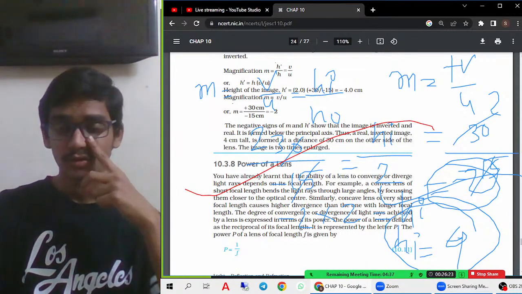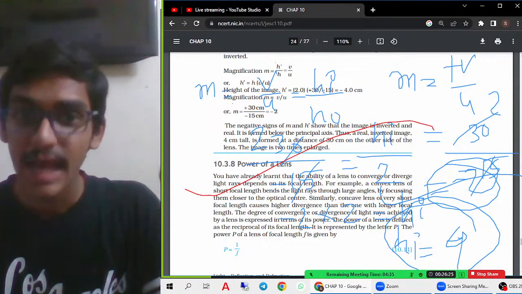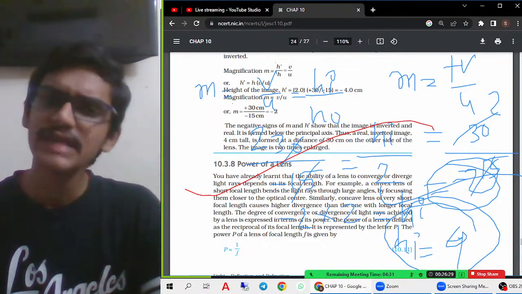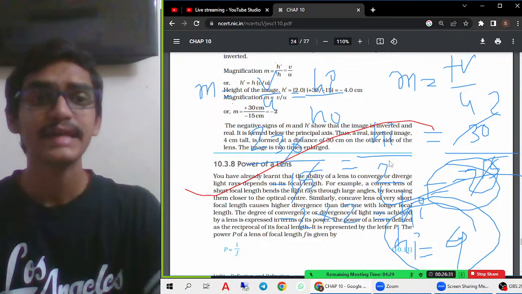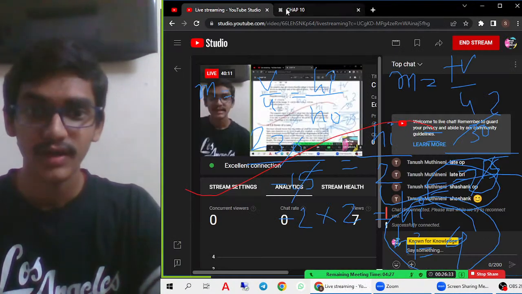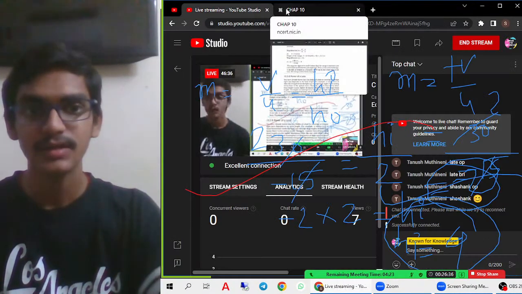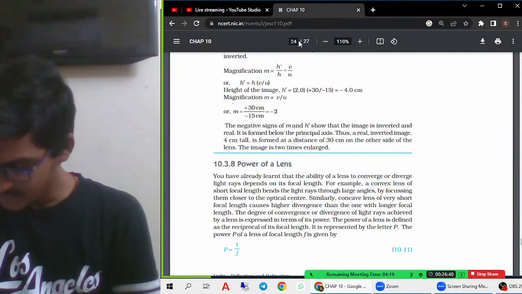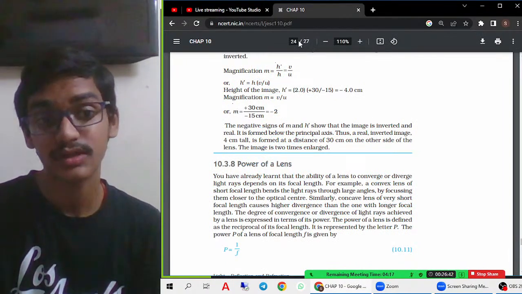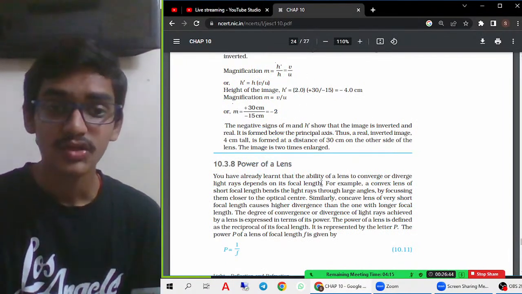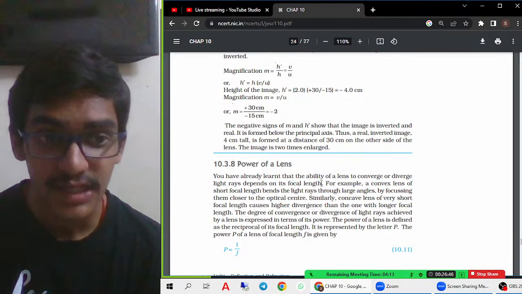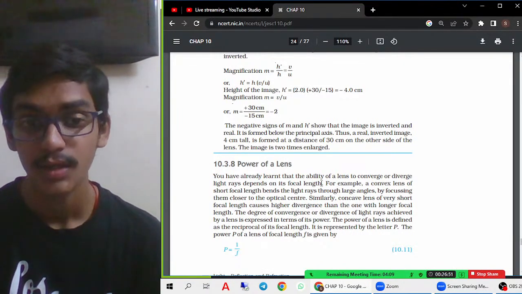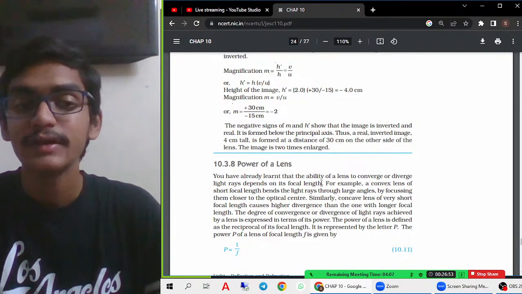If you go to a doctor, they'll say you have minus 3 diopter. So what is this minus 3? They'll say your sight is minus 3, your sight is minus 1.5. Depending on that, they'll say whether it is minus 1 or minus 2 or minus 3, right? So that is an important thing that you have to remember. Therefore, a concave lens of a very short focal length causes a higher divergence than one with a longer focal length.